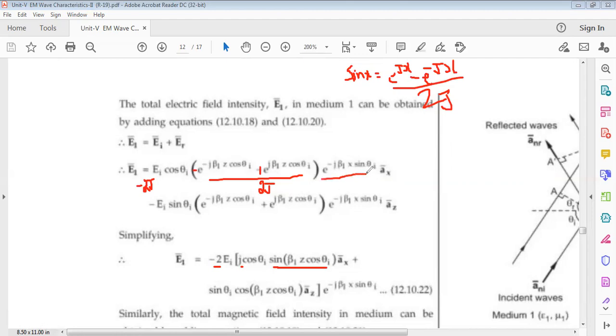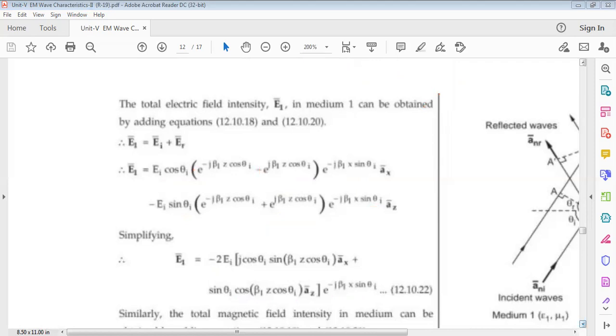Both the functions have e power minus j beta 1 x sine theta as a common term. In the second term, minus EI, this becomes a cos function because it is a plus here for the terms, divided by 2 and multiplied by the 2 here. So 2 is already common with the EI here, and this total term becomes cos beta 1 z into cos theta I az bar. Here az bar is there.